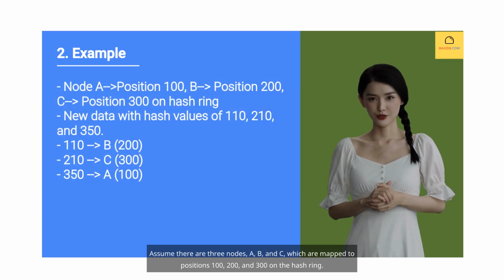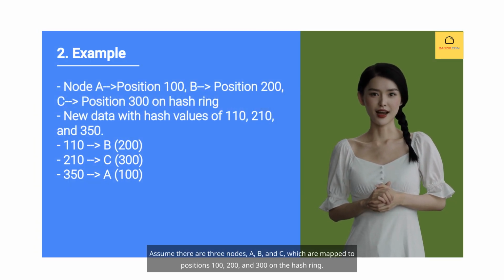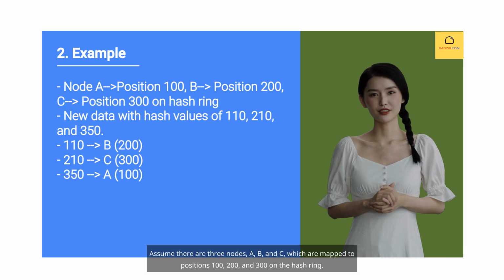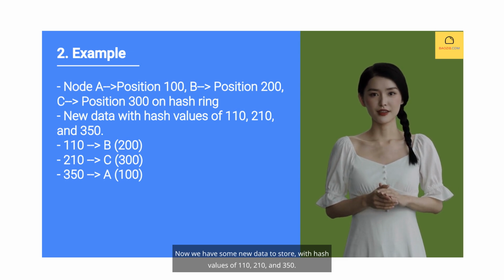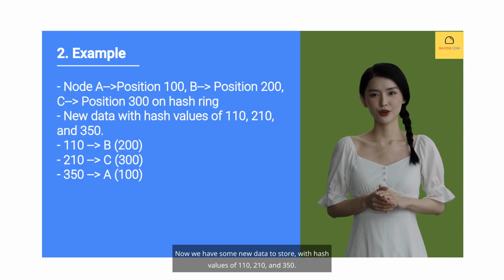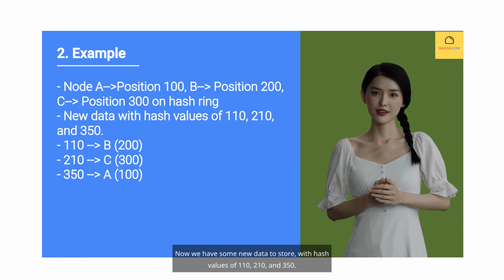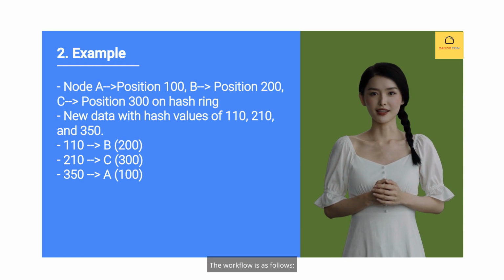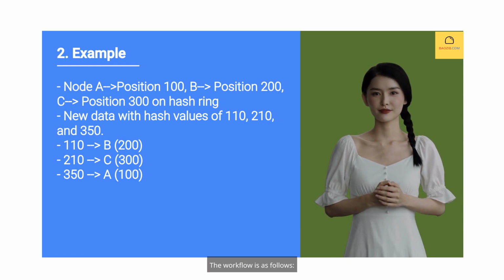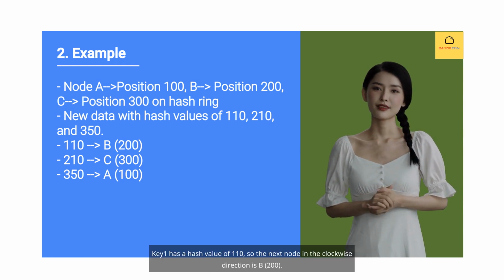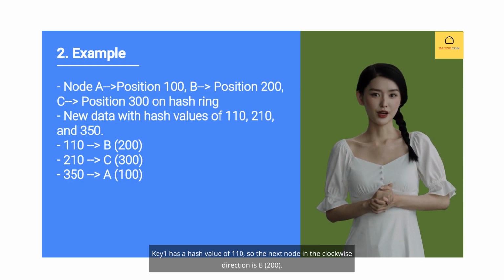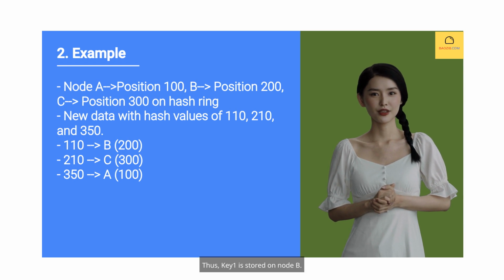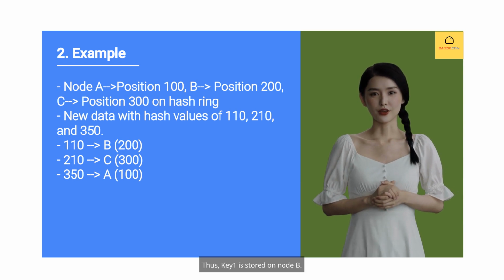Assume there are 3 nodes, A, B, and C, which are mapped to positions 100, 200, and 300 on the hash ring. Now we have some new data to store, with hash values of 110, 210, and 350. The workflow is as follows. Key 1 has a hash value of 110, so the next node in the clockwise direction is B, at 200. Thus, Key 1 is stored on node B.